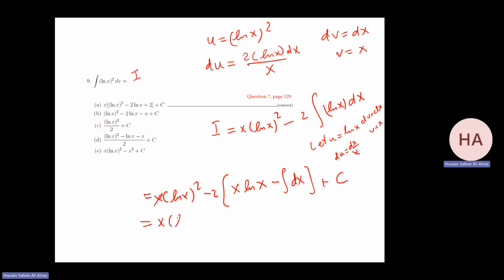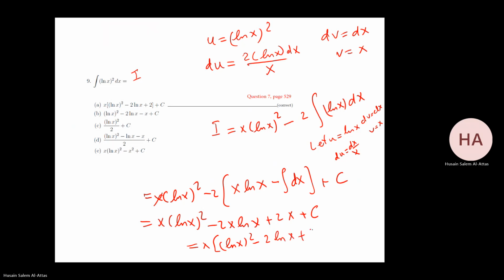So that will be x (ln x) squared minus 2x ln x plus 2 times what? Integral of dx, which is x plus c. So I can take x as a common factor. I have (ln x) squared minus 2 ln x plus 2, since I have ln x, it means x is positive, plus c, which is this one.